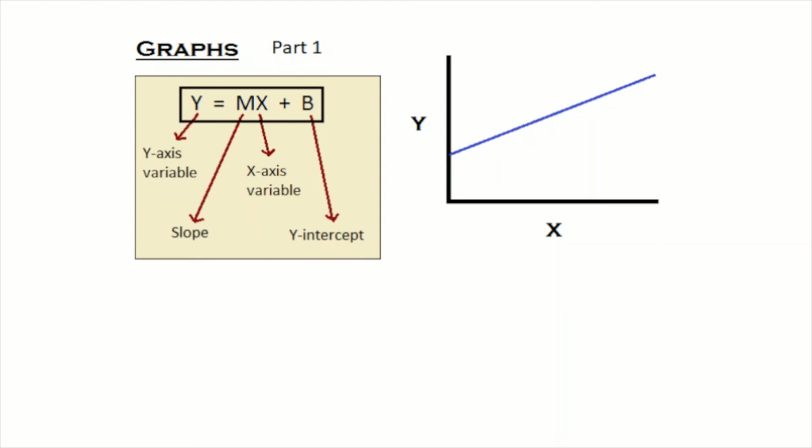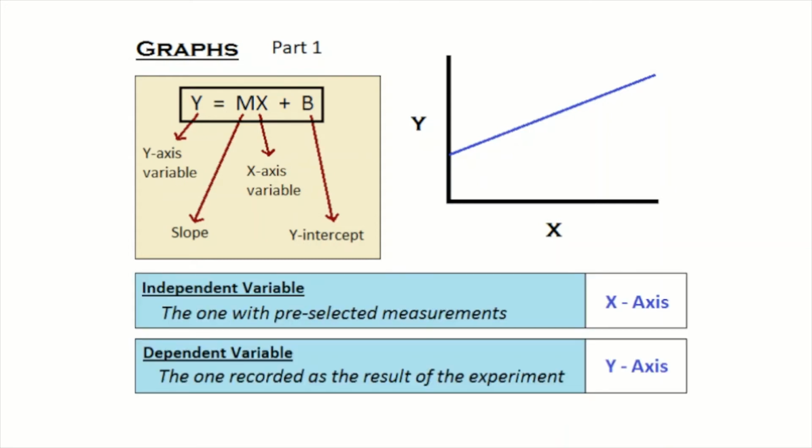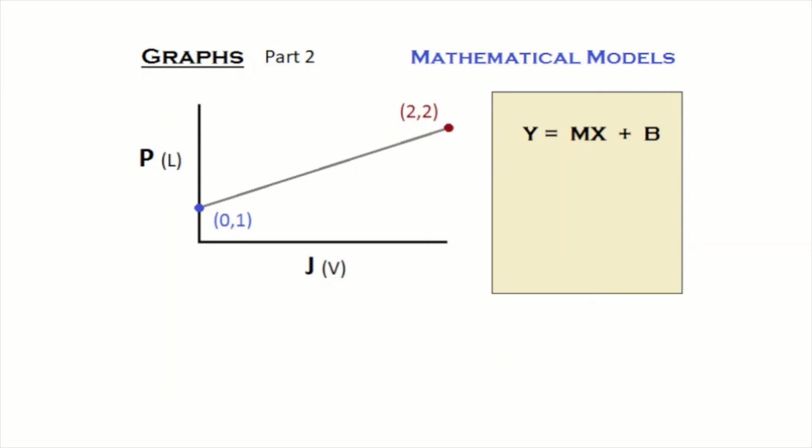Graphs, specifically linear graphs, we start by analyzing the equation y equals mx plus b. I'm just reminding you what each of those 4 letters mean. And then know that graphs come up in your lab a lot, so it would be important to know the difference between an independent and dependent variable. Independent variables are the ones that you have pre-selected measurements for before you even started the lab. Those are graphed on the x-axis, and the dependent variable is what you've recorded as the result of doing the lab. That's graphed on the y-axis.